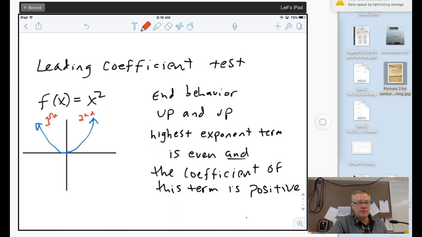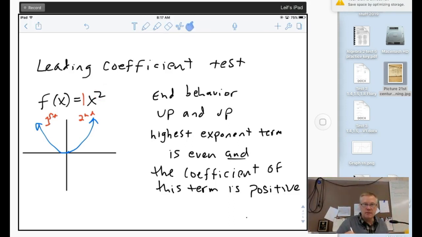This graph is f of x equals x squared. So the highest exponent term is a 2. It's x squared, and so that's even, which means they're both going to be up and up or down and down if the exponent is even. And in this case, the leading coefficient is a 1, which is positive, which means it's going to be opening up and up, right? If it was -1, they'd be going down and down, or negative anything, okay? And this would also be true for any exponent that's even, okay?